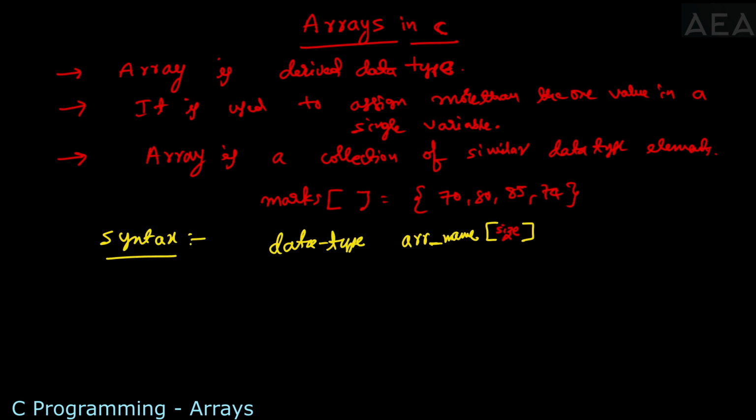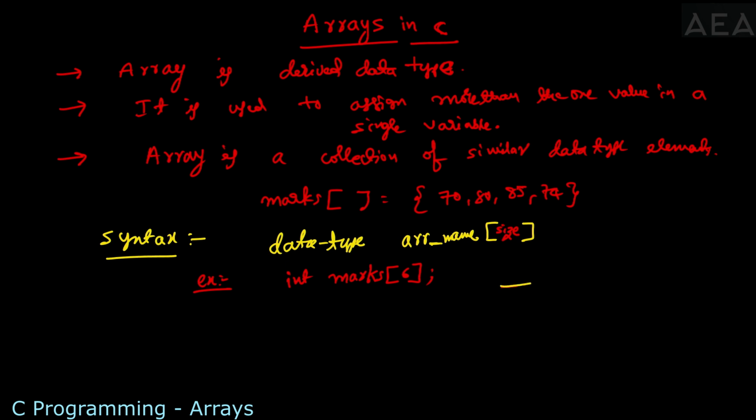I am taking one example now: int marks, and I am writing the size of the array as 6. I want 6 subject marks here, that's why I wrote the size as 6. Then the data type is integer, so every element is taken as an integer. The name of the array is marks, and how many elements are there in total? 6 elements. Then it arranges the memory.